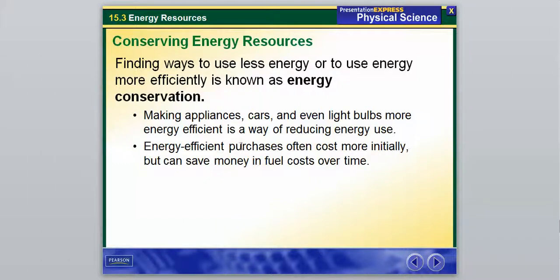And energy efficient purchases will often cost more initially, but they can save money and fuel costs over time. I know this from personal experience. I had to put a new heating and air conditioning system in my house. The higher efficiency ones cost more money. However, I've noticed my bill has gone down drastically since installing this, so I might have paid more up front, but over the course of the next several years, hopefully for most of the rest of my life, my energy bill is not going to be as much, so it's going to basically pay for itself.